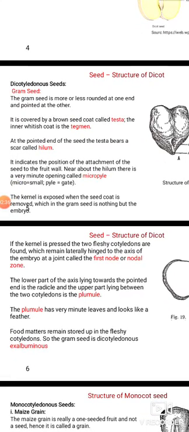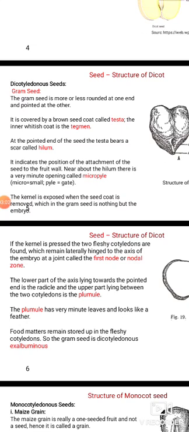The lower part of the axis lying towards the pointed end is the radicle, which gives rise to the root system, and the upper part lying between the two cotyledons is the plumule, which gives rise to the shoot system. The plumule has very minute leaves and looks like a feather.